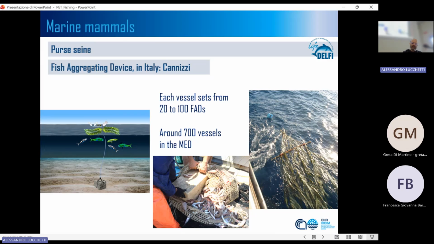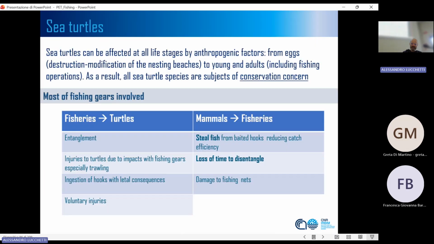I explained this before. I don't want to lose time on this. For sea turtles, most of the interaction is about entanglement. So the turtles are injured for sure. We found, but I will show you later, ingestion of hook in the longline. This is probably the first cause of mortality in the south and in the Mediterranean Sea. And in the past, I hope also voluntary injuries.